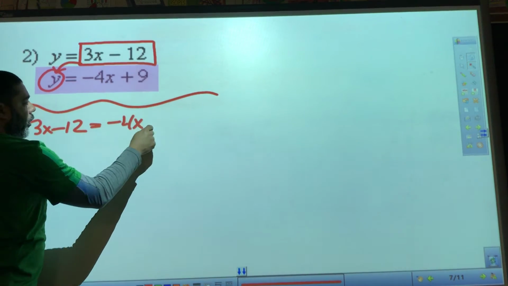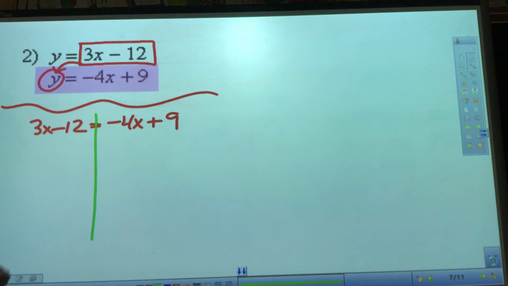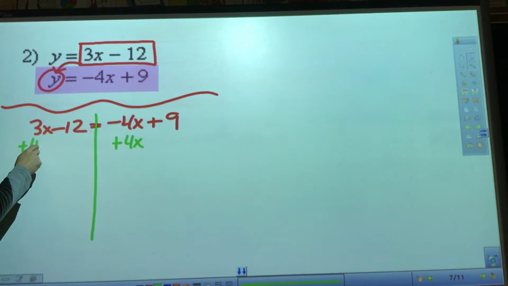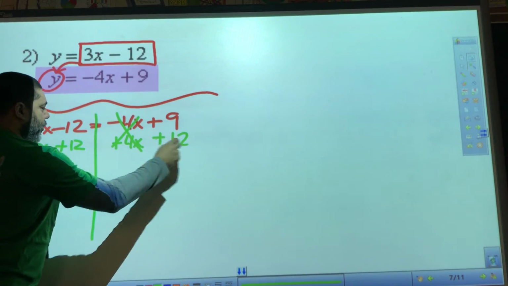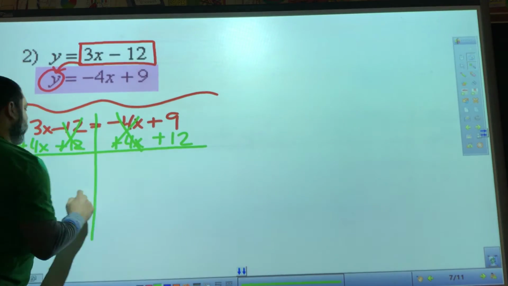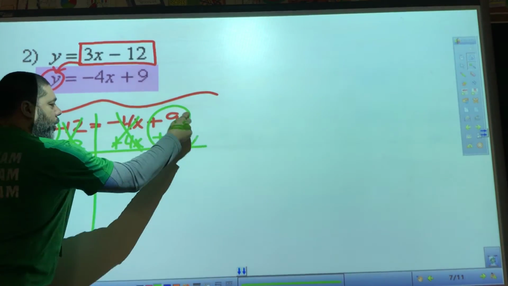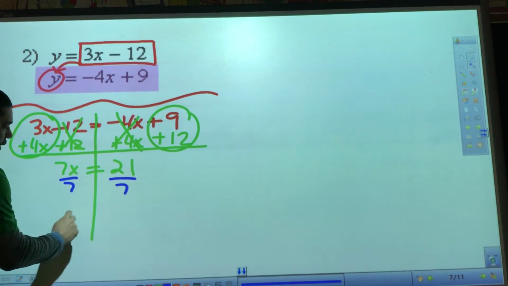Equals negative 4x plus 9. I have an equation, solve it. Add 4x to both sides. That zeroes out. Add 12 to both sides. That zeroes out. I get 7x equals 21. Finish it. Divide both sides by 7.